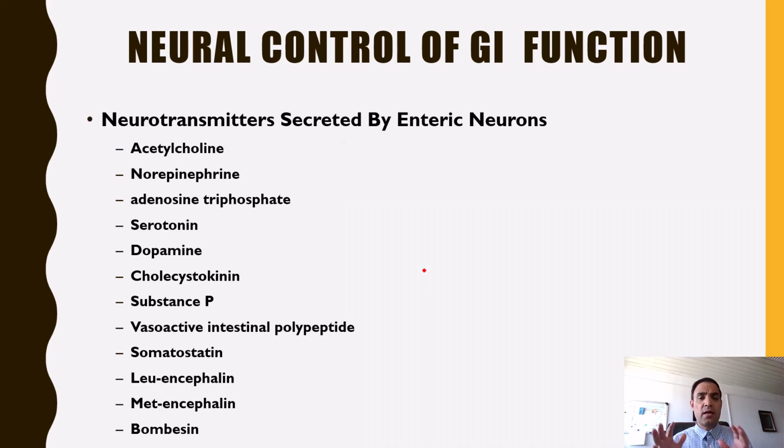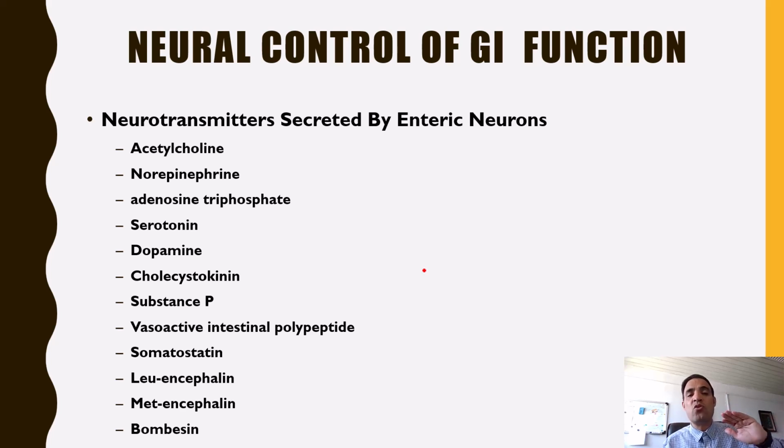In the enteric nervous system, there are lots of neurotransmitters being released, from acetylcholine and norepinephrine that I told you are released from the sympathetic and parasympathetic nervous system. But there are several other neurotransmitters such as adenosine, serotonin, dopamine, cholecystokinin, substance P, VIP, somatostatin, enkephalin, bombesin. And this shows that the types of neurons that we have in the GI system are completely heterogeneous. They are not just one type of neuron. There are several neurons, and therefore they have several functions.